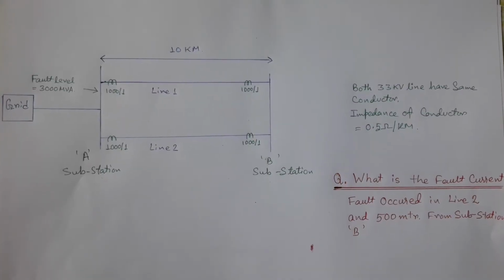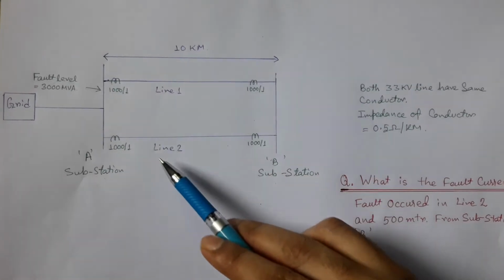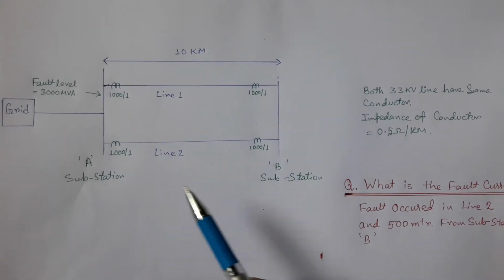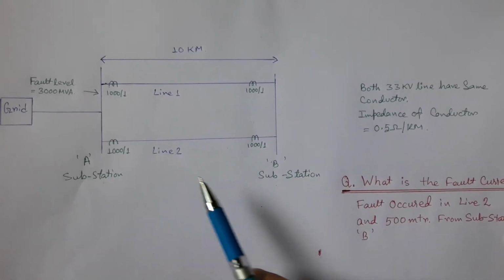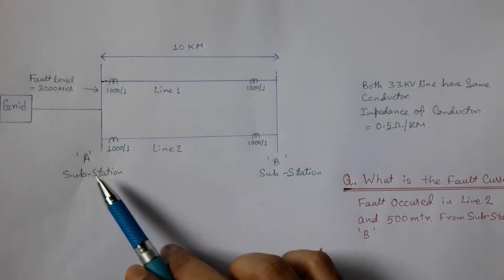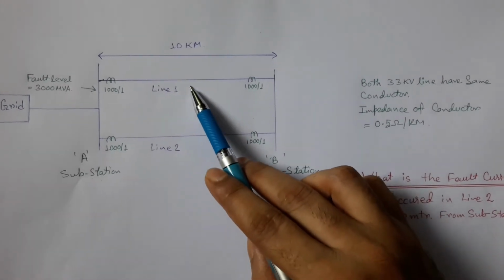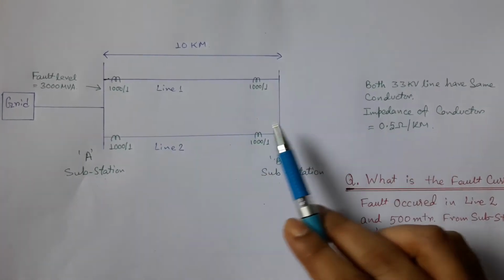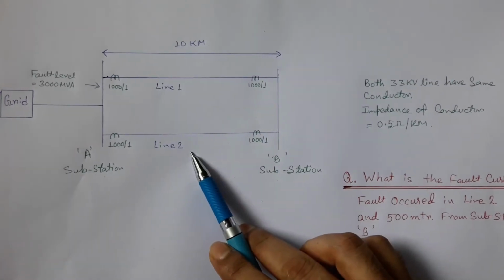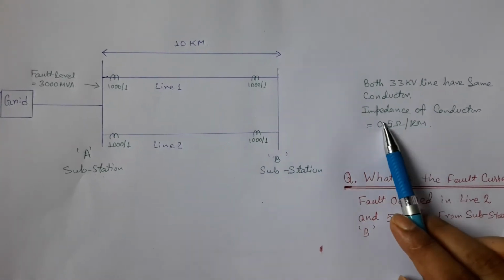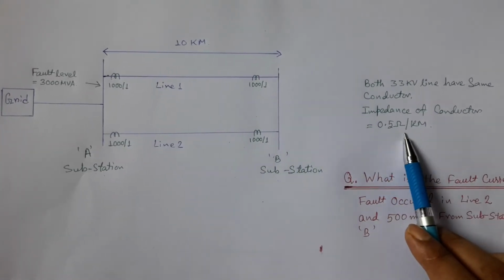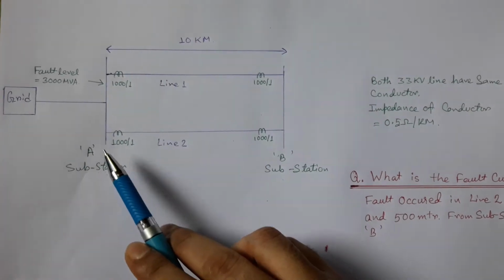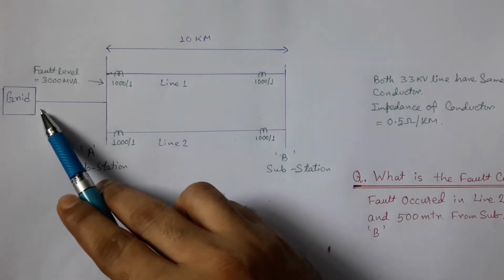In this video, we will calculate fault current in this 33 kV network. In this network, there are two substations, substation A and substation B, and these two substations are connected by two 33 kV lines. Each line has the same conductor, and the conductor impedance is 0.5 ohm per kilometer, and substation A is synchronized with the grid.